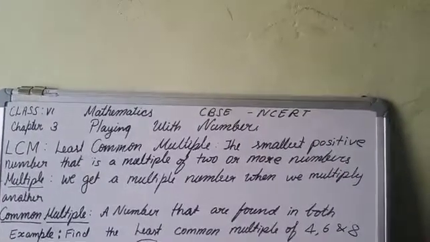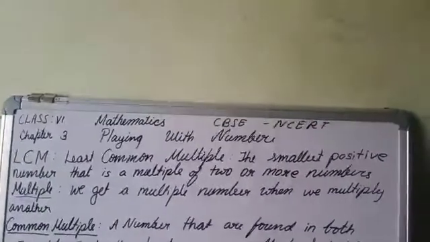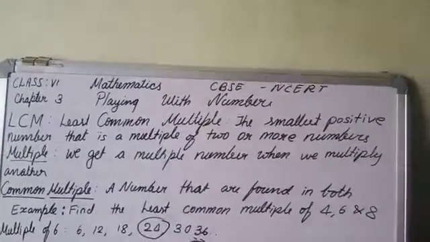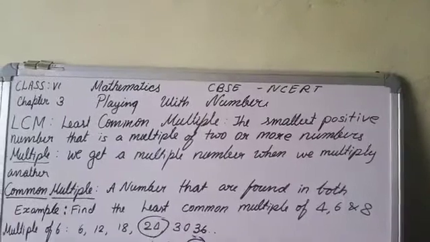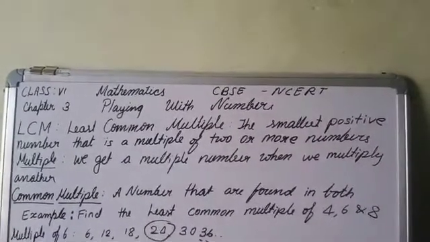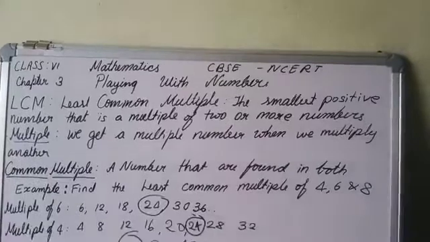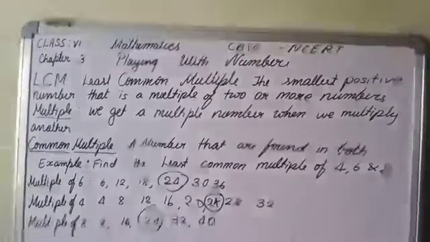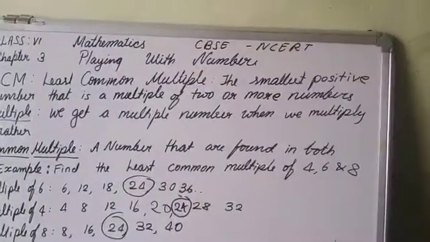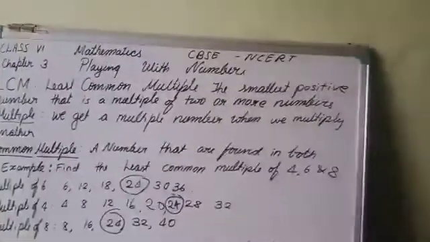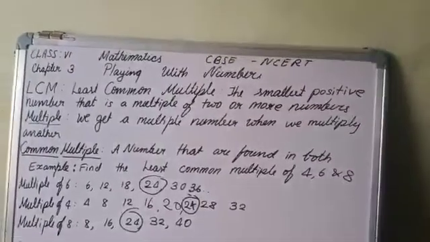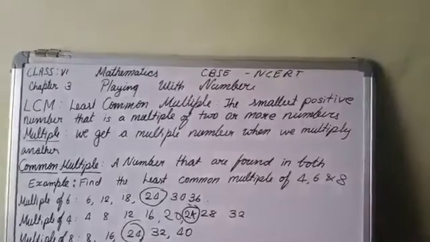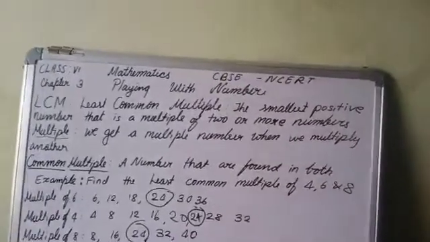You can see there is an example. Find the least common multiple of 4, 6, 8. We have taken three numbers, so let us list out their multiples. Just write the table of 6: 6, 12, 18, 24, 30, 36. Then 4: 4, 8, 12, 16, 20, 24, 28, 32. Then 8: 8, 16, 24, 32, 40. At the beginning itself we have got the common multiple, so we stop there. 24 is the common one. So you can write that the least common multiple is 24.